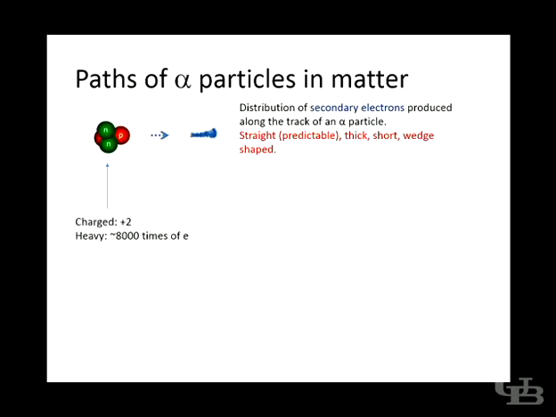And it has many secondary electrons produced because there are a lot of opportunities for interaction between the alpha particle and electrons, because it moves slowly and has 2 positive charges. So it has plenty of chance of passing energy and creating secondary electrons.